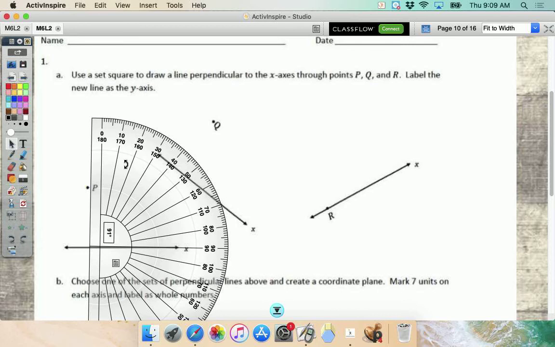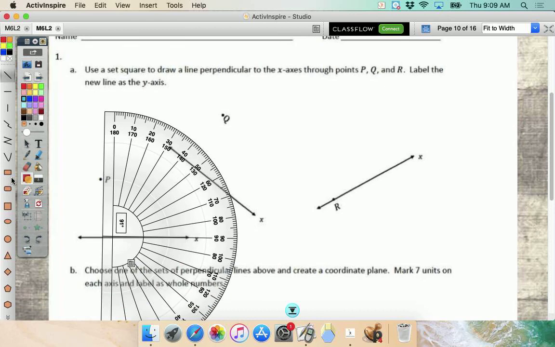So I'm going to draw a line through P. Now you're going to line up your guideline right there with that and draw your line through P. Can you handle this? Okay. And I'm hoping this is going to give me a straight line here. We'll see. Not bad.